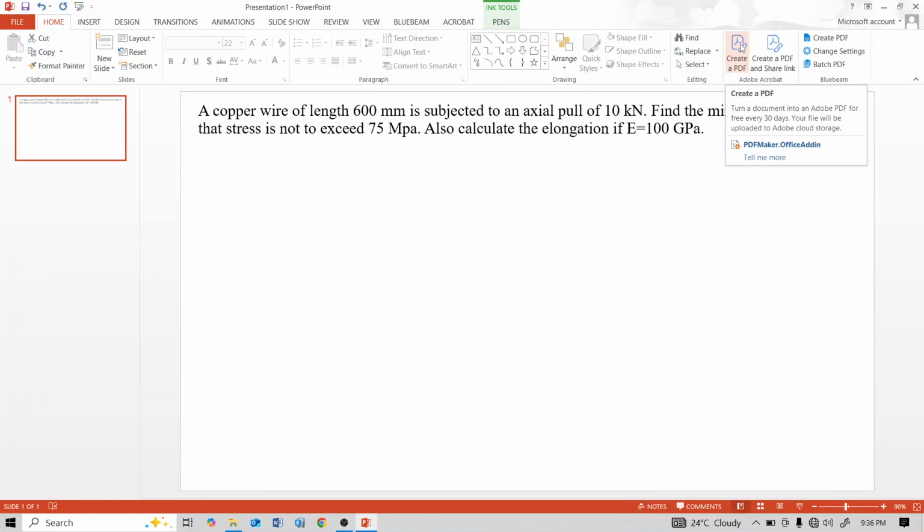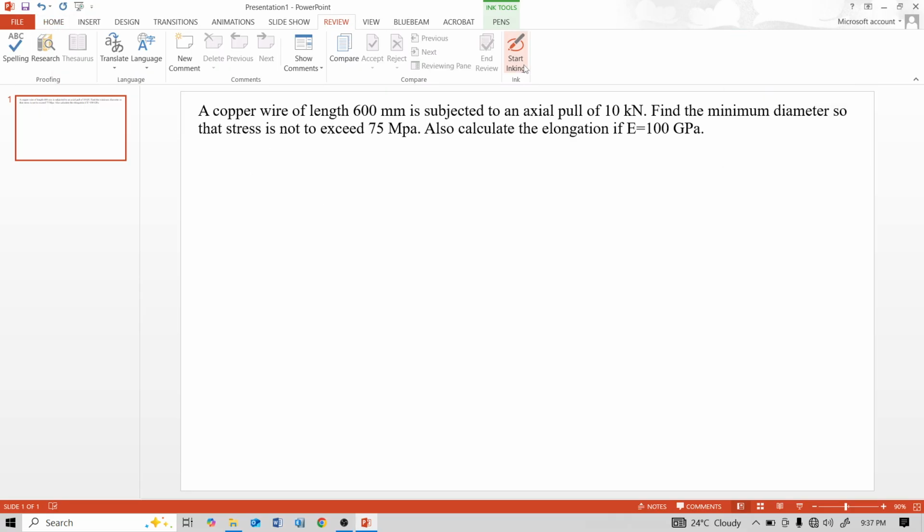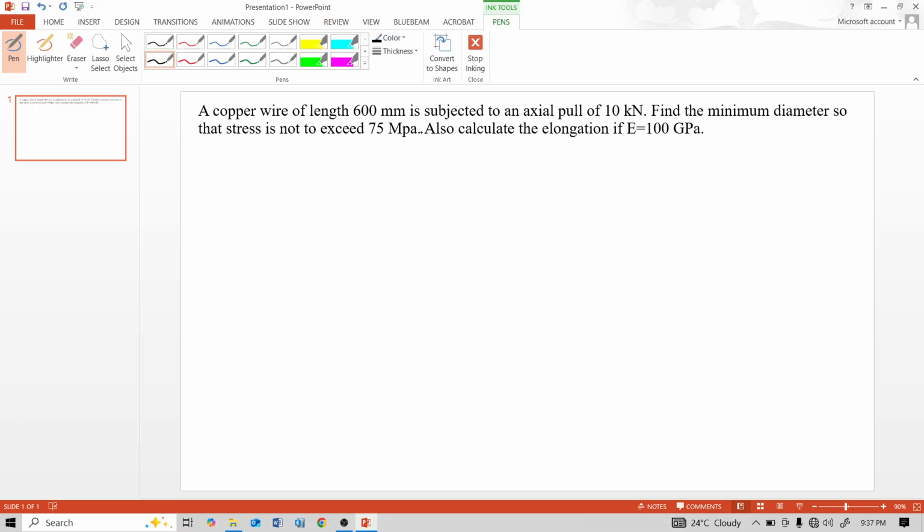Today in this video we will see one numerical on strength of material subject, simple stress and strain on member subjected to axial forces. The numerical is: a copper wire of length 600 mm is subjected to an axial pull of 10 kN. Find the minimum diameter so that the stress is not to exceed 75 MPa. Also calculate the elongation if E, Young's modulus, is equal to 100 GPa.